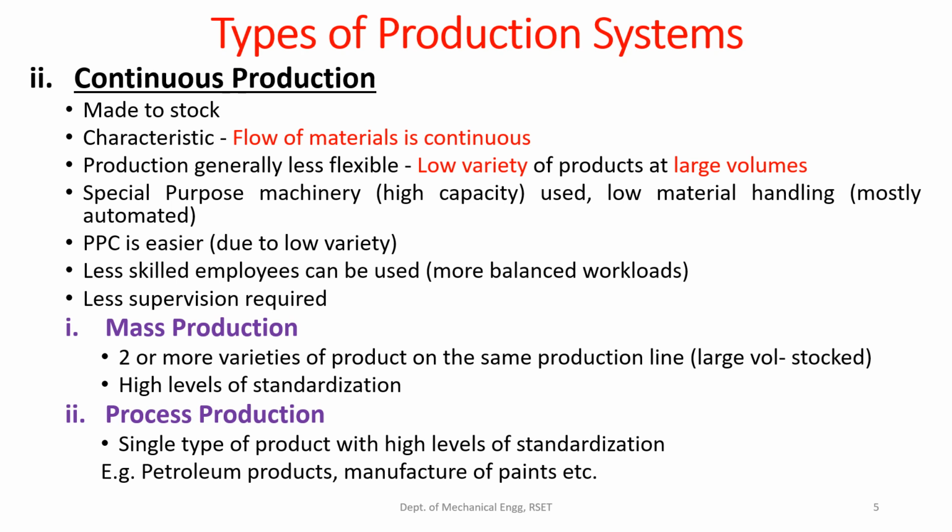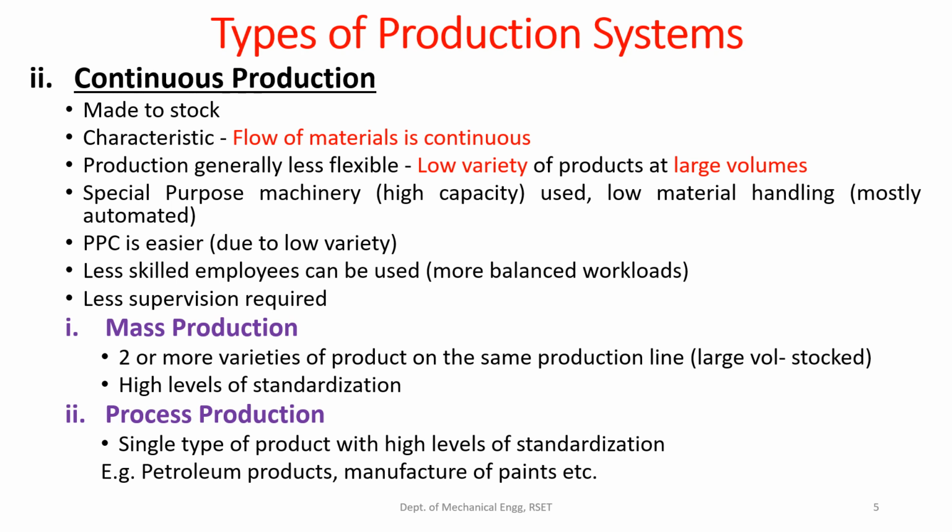Correspondingly, the workloads in continuous production systems are much more balanced. Due to the repetitive nature of work in continuous production systems, lesser supervision is required. Now, continuous production systems can again be divided into two kinds: mass production systems and process production systems.